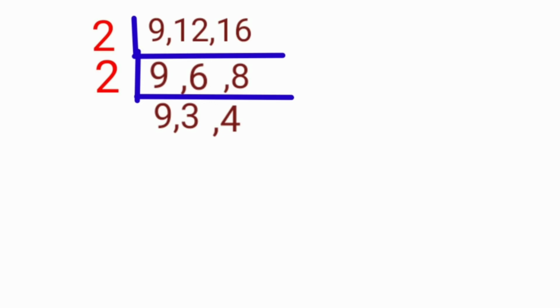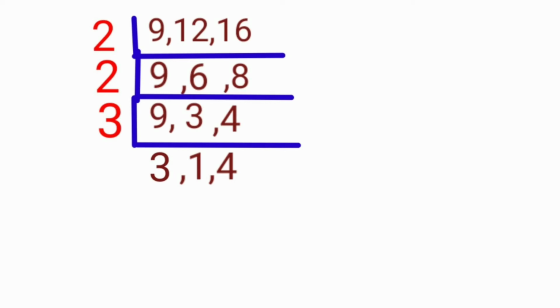Which number divides at least any two numbers? Yes, 3 divides 9 and 3. So we divide by 3. How many 3's are in 9? 3 3's are 9. So we write 3 below 9. How many 3's are in 3? 1 3 is 3. So we write 1 below 3. We cannot divide 4 by 3. So we write 4 as it is. Now check which number divides all these three numbers 3, 1 and 4. No number divides. So we can stop with this.